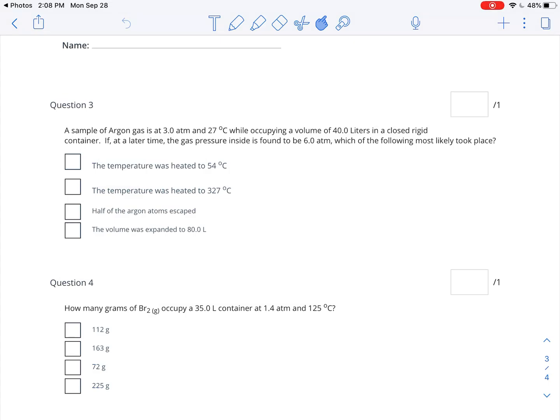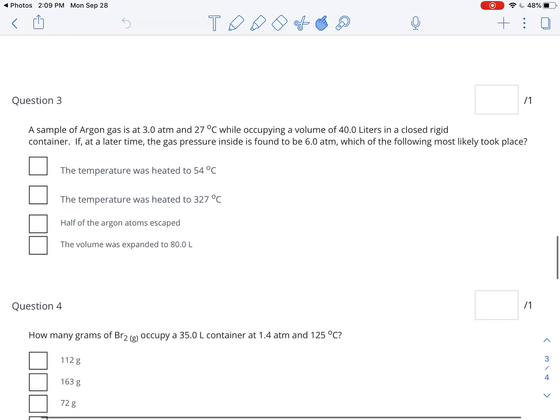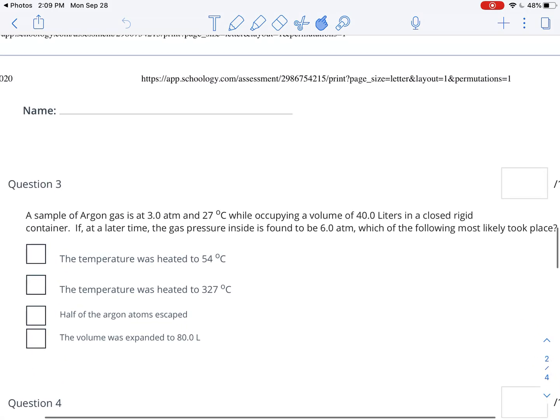Okay, so number 3 is a great example of a calculator, non-calculator question. It looks like you need a calculator to do this one, and there's a bunch of distractors for this, but in reality you don't if you know what's going on here. What you've got here is a sample of argon gas, and please note that they don't even bother to tell you how much is there, which kind of tells you that it doesn't matter.